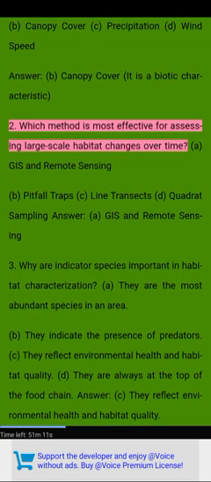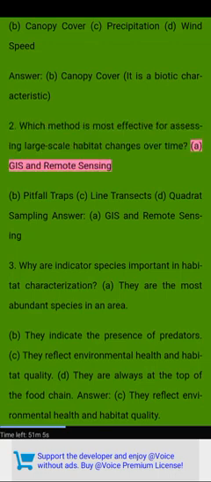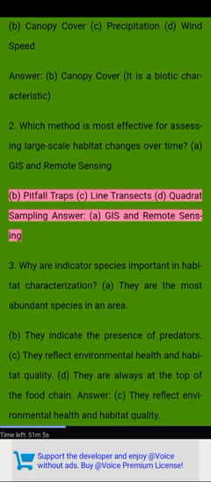2. Which method is most effective for assessing large-scale habitat changes over time? A. GIS and remote sensing. B. Pitfall traps. C. Line transects. D. Quadrat sampling. Answer: A, GIS and remote sensing.